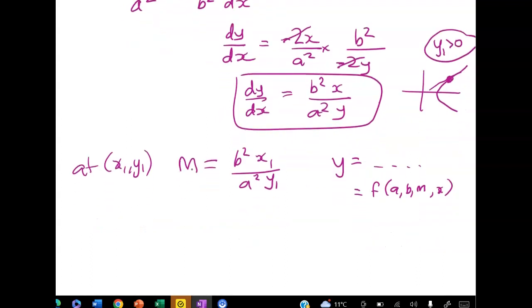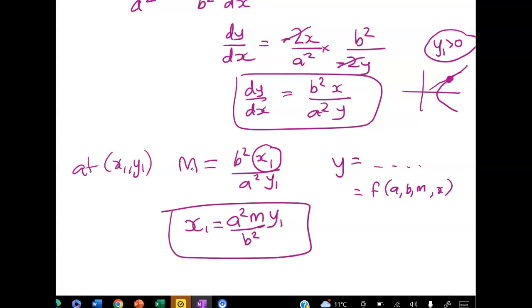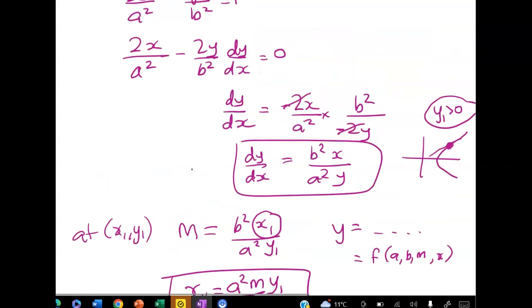So I'm now going to start by eliminating x1. Right, so we'll make x1 the subject, and we get x1 is equal to a squared m over b squared times y1. Okay, so that's really useful. What can I do next? Well, think about what we haven't used yet.